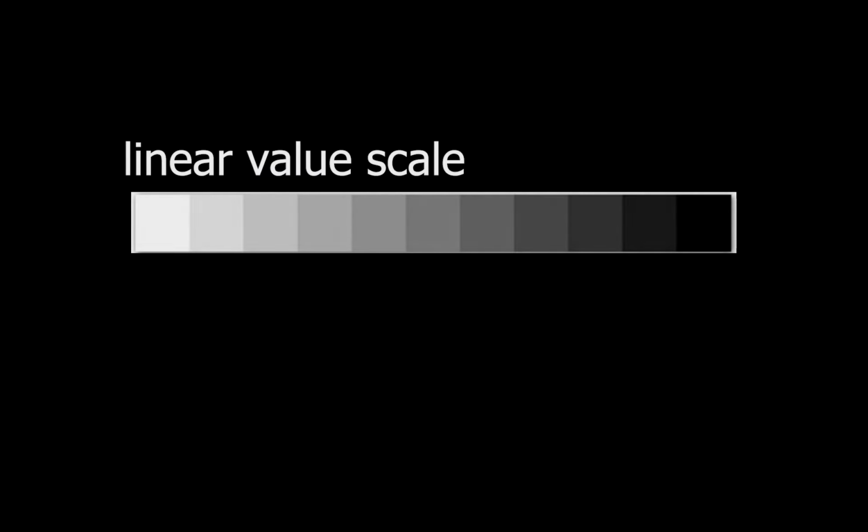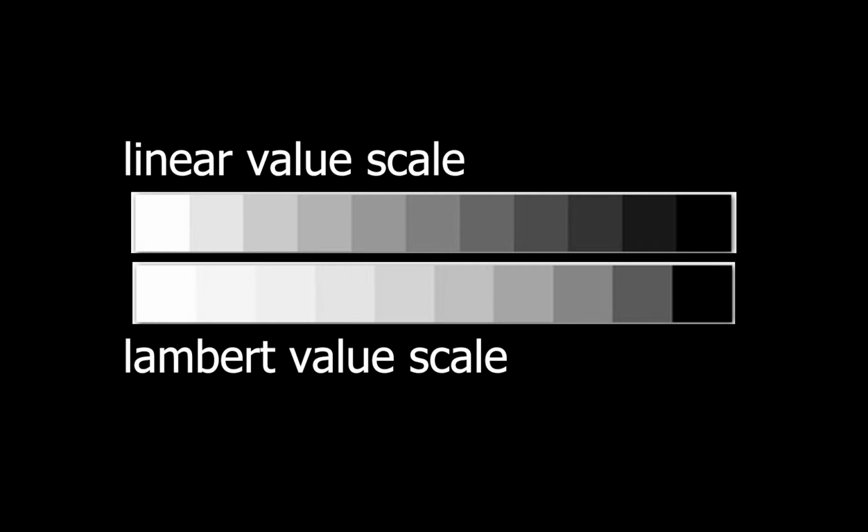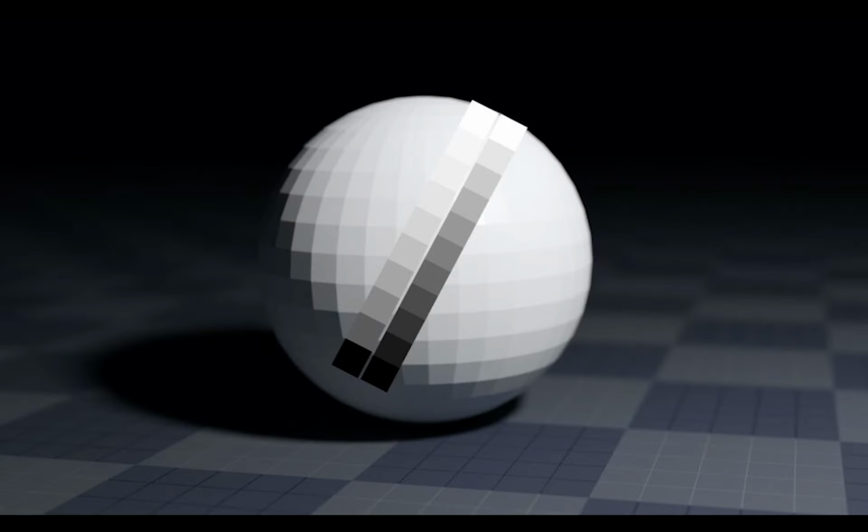So how is this scale actually working? This is the linear value scale, and this is the Lambert's value, and this is how the two scales look like on the shaded surfaces.